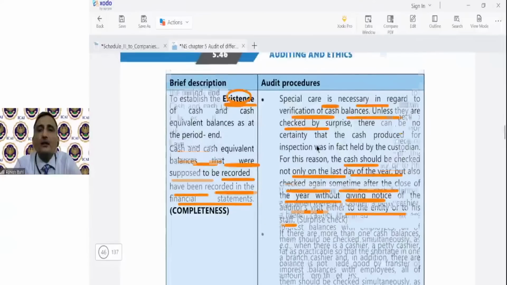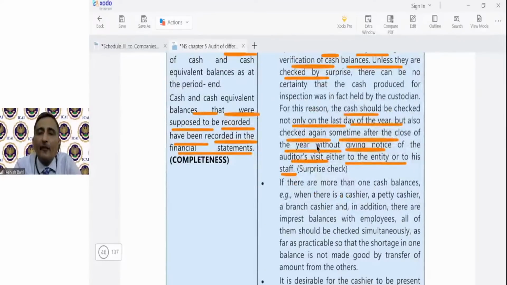So cash includes, students, all types of cash, whether it is petty cash, whether it is cash lying with one accountant, or with two accountants, or cash lying at a branch. Good audit procedures require that all this cash lying at different locations should be checked simultaneously, to the extent it is practicable.